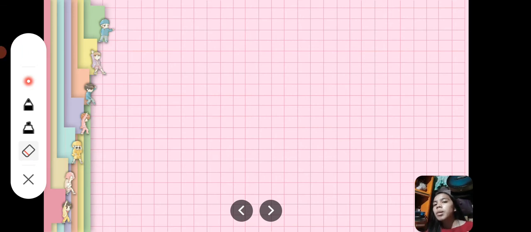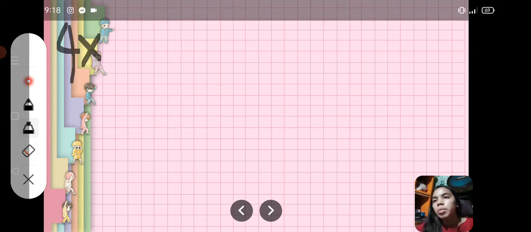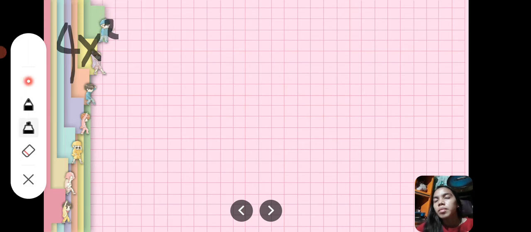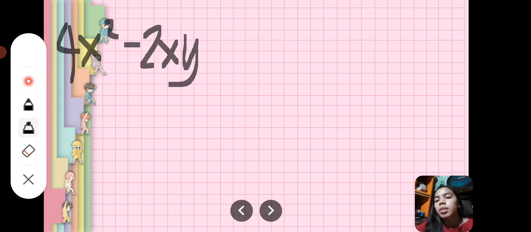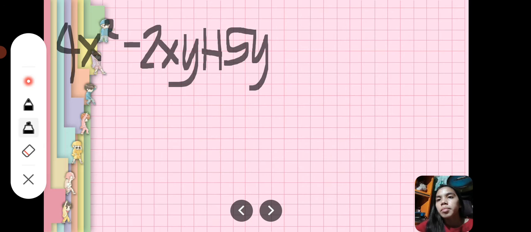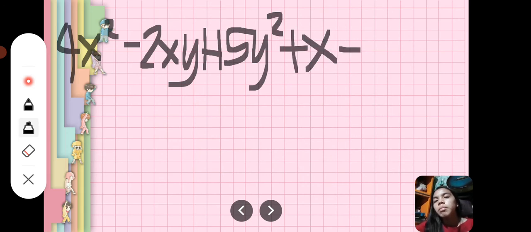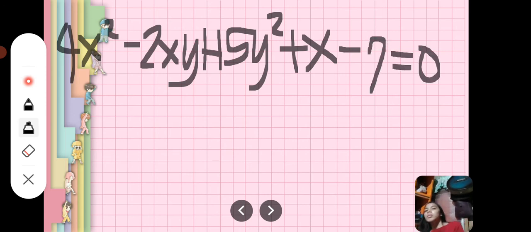For example, the given is 4x squared minus 2xy plus 15y squared plus x minus 7 is equal to 0. Then we will find the derivative of each term.